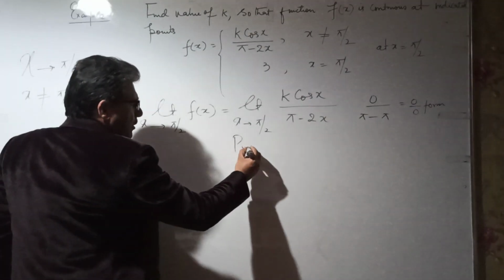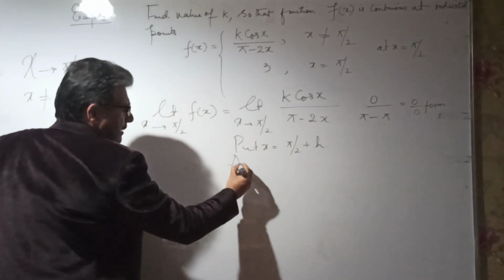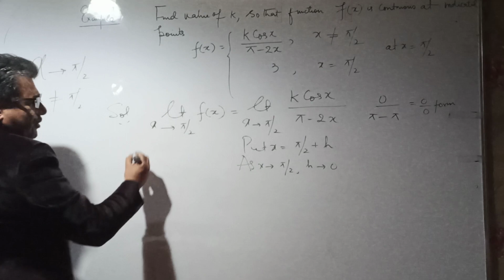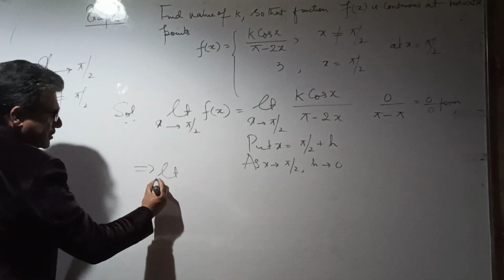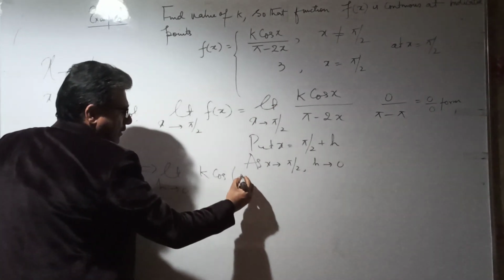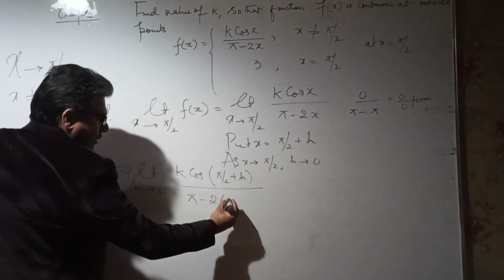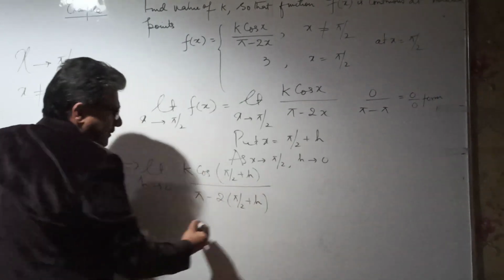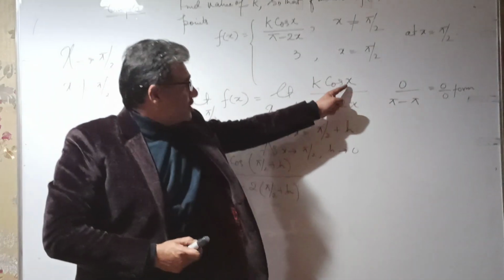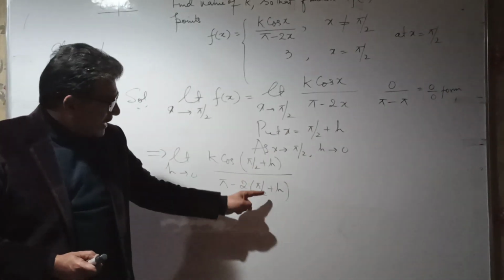We'll put x equal to pi by 2 plus h. As x tends to pi by 2, h will tend to 0. So you will get limit h tends to 0, k times cos of (pi by 2 plus h), divided by pi minus 2 into (pi by 2 plus h) in place of x. Now see what I have done. K as it is, cos as it is, but instead of x, pi by 2 plus h; pi as it is, 2 as it is, and x replaced by pi by 2 plus h.